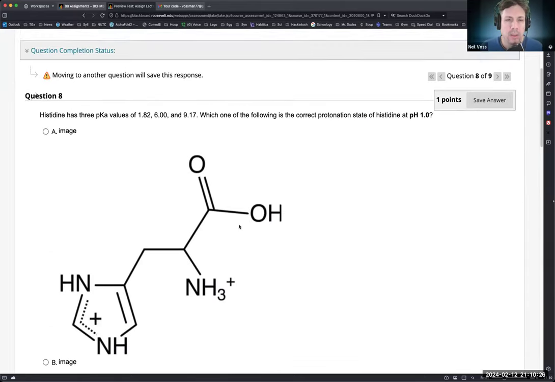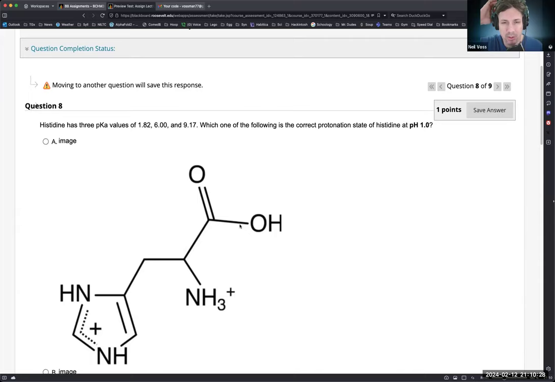All right. Histidine has three pKa values of 1.82, 6, and 9.17. So this is something you need to know. This is the one that has a pKa of 1.8.